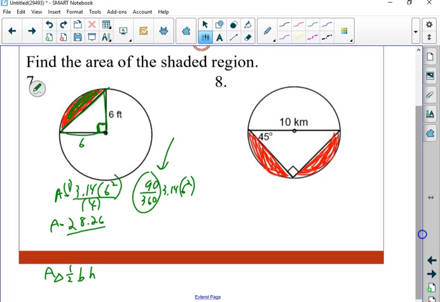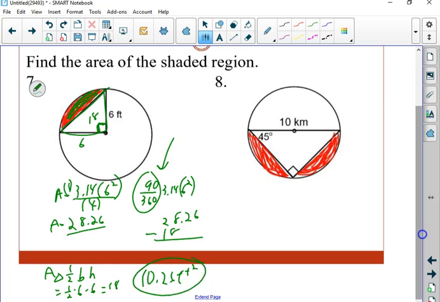Well, there's the other, right? 6 and 6, because it's a radius, it's got to be the same. So basically, the area of the triangle is going to be 1/2 times 6 times 6. Well, 6 times 6 is 36. We already know that. 1/2 of that is 18. So the triangle's area is 18. The sector is 28.26. So we're going to take 28.26 and take out the area of the triangle, which will leave us with 10.26 square feet.